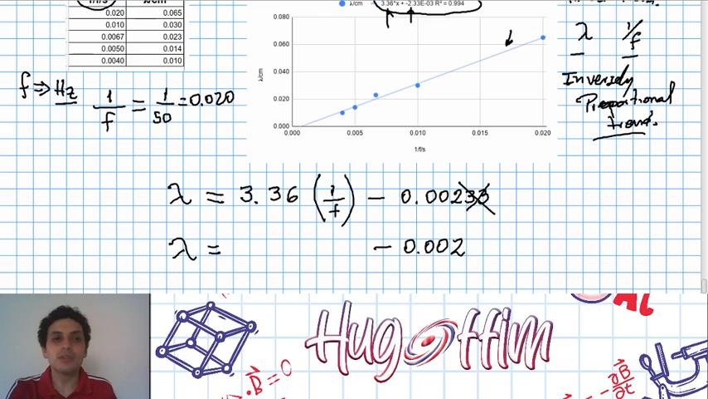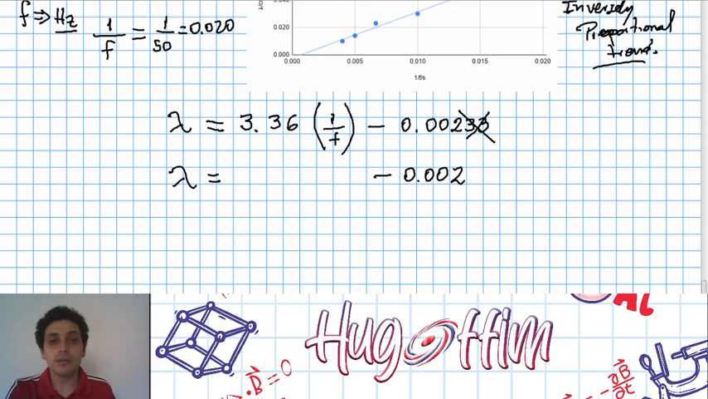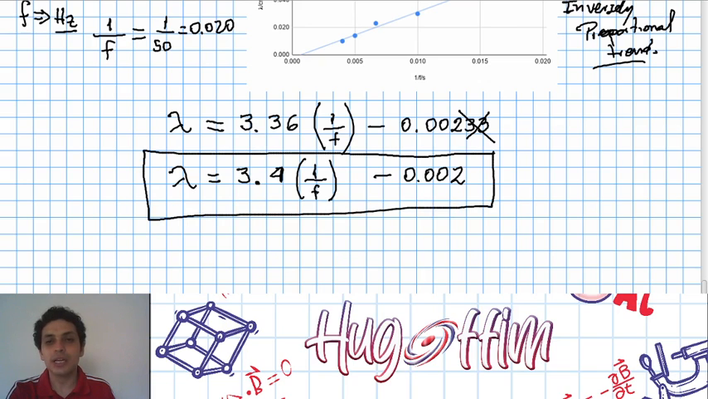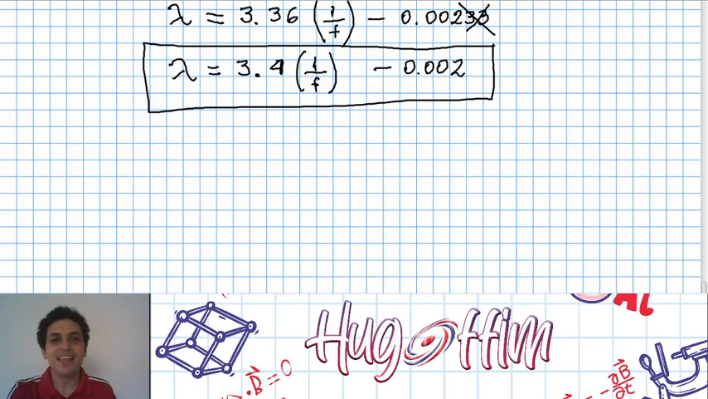And our constant is going to depend on the number of significant figures. Frequency is going to have two significant figures, and our wavelength also has two significant figures, so I'm going to keep two significant figures. So actually our rounded expression should be 3.4 times 1 over f minus 0.002. Okay? And this is our inversely proportional trend. And we show that it's inversely proportional because it's linear with 1 over f.